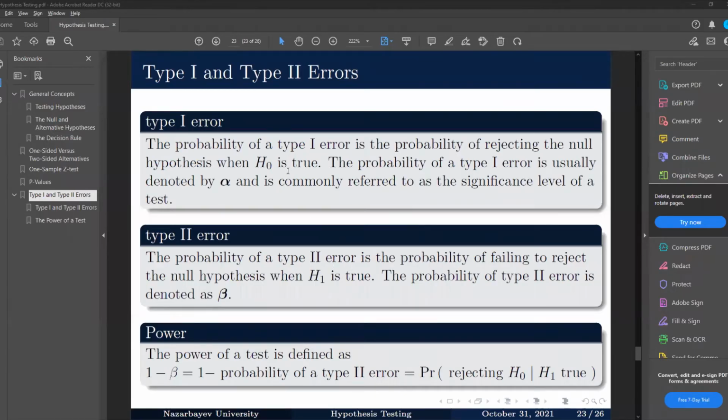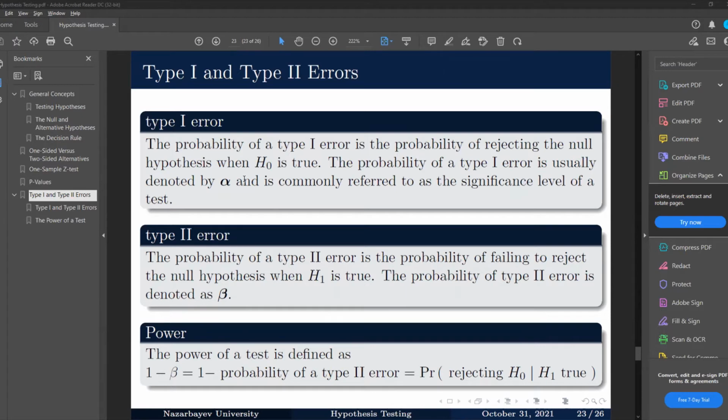Let's run through the definitions again. The probability of type 1 error is the probability of rejecting the null hypothesis when the null hypothesis is in fact true. It is usually denoted by alpha, and we have seen it already when we were conducting hypothesis testing. We say that we are conducting hypothesis testing, for instance, on significance level alpha equal to 0.05. We set alpha by ourselves.